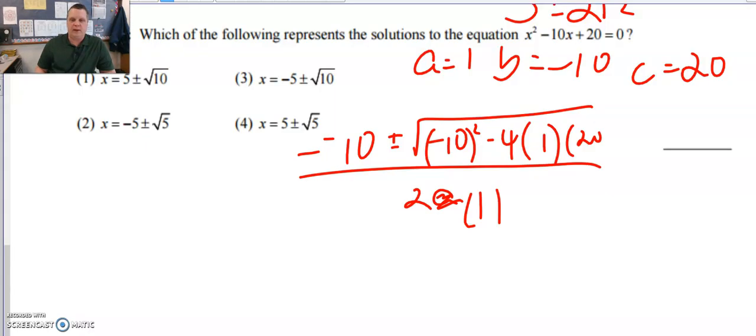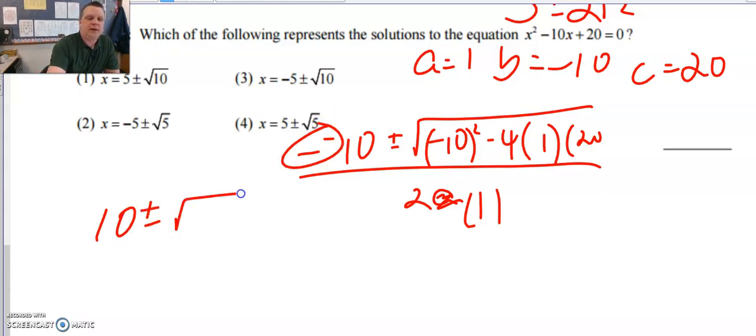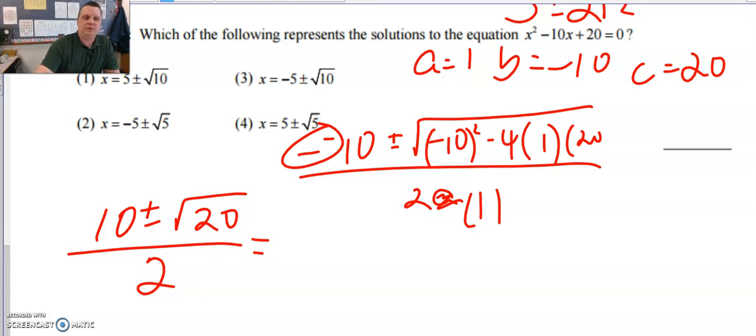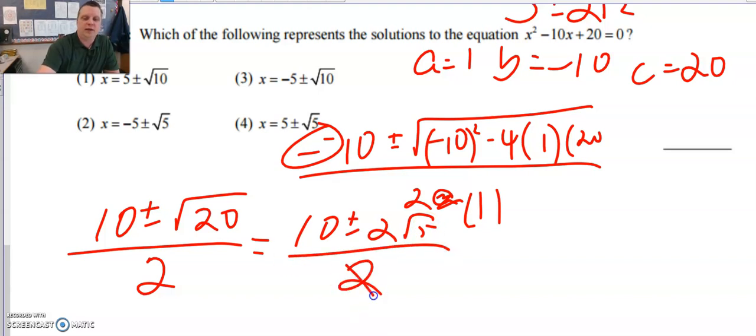So go back here, and we have 10 plus or minus root 20 all over 2. Root 20 breaks down to 4 times 5, 2 root 5. 10 plus or minus 2 root 5 all over 2. Cancel, cancel, cancel. And we end up with 5 plus or minus root 5, which is choice number 4.